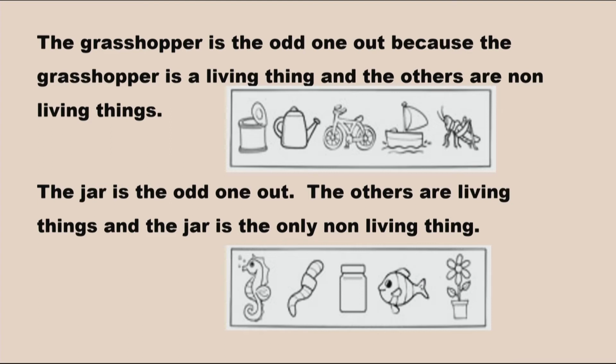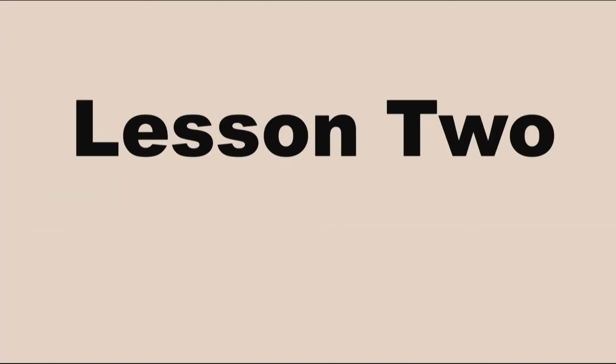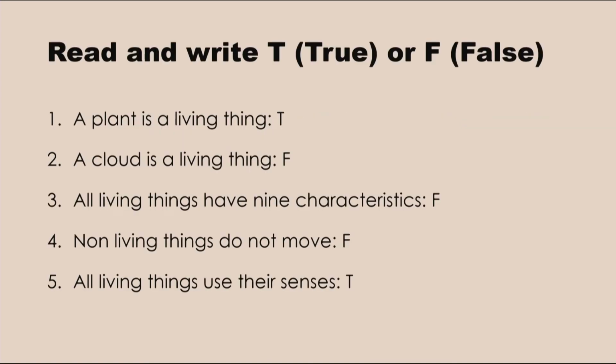Okay, we move on to lesson 2. If you remember correctly, for lesson 2, we looked at the characteristics of living things. Yes, we discovered that there are 7 characteristics of living things. The first activity, you had to write the letter T for true or F for false.